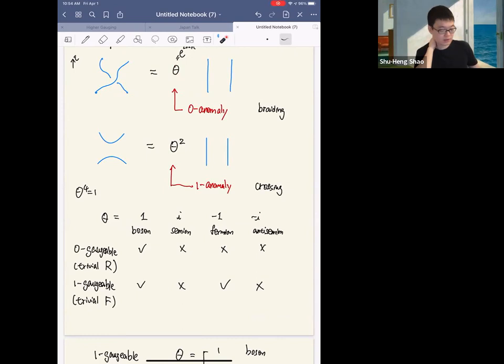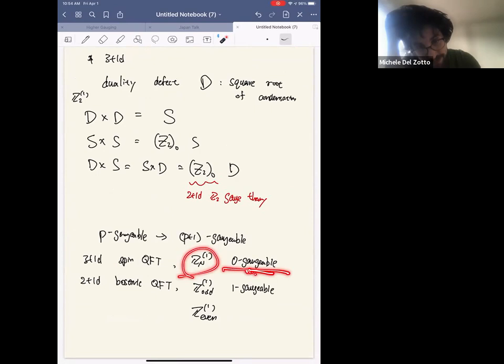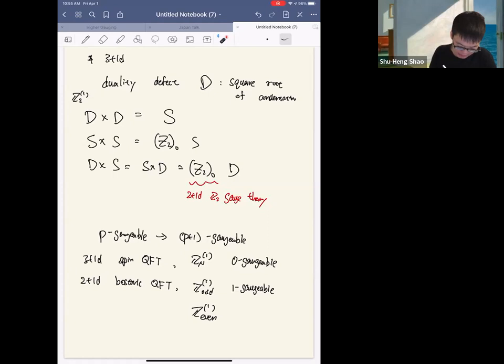Right. So in 3+1D, if you work with spin QFT, then every one of the Z_N one-form symmetries is zero gaugeable. So you are already good to go from the get-go. You can relax different conditions. If you consider non-spin QFT, then there could potentially be a zero anomaly for Z_N one-form symmetry when N is even.